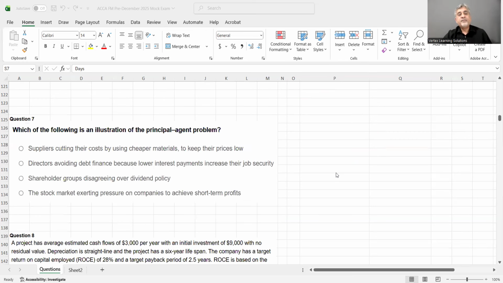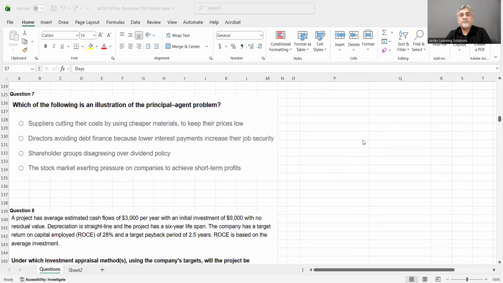Number 7. Which of the following is an illustration of the principal agent problem? Now remember that the principal agent problem is about the shareholders and the directors. When the management, the directors, and the shareholders have interests that conflict with each other, that is called the principal agent problem.